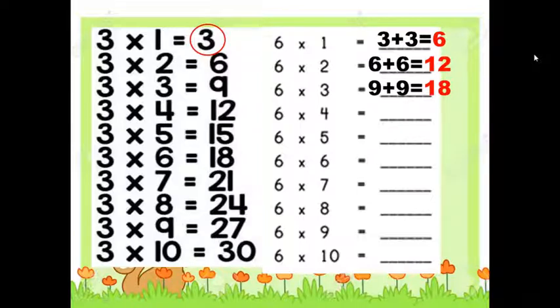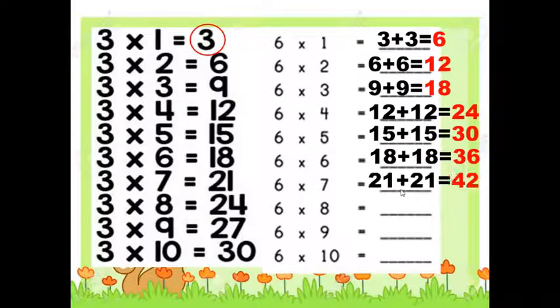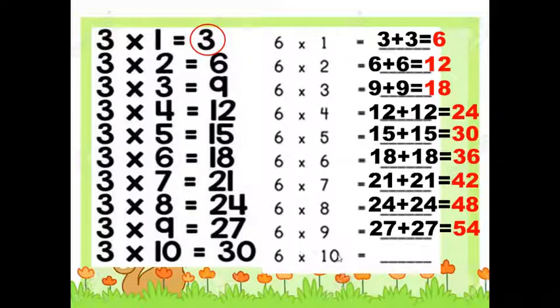Time is up. So let's check your answer. We will double. 6 times 4, 12. 12 plus 12 equals 24. 6 times 5, 15 plus 15, 30. 6 times 6, 18 plus 18, 36. 6 times 7, 21 plus 21, 42. 6 times 8, 24 plus 24, 48. 6 times 9, 27 plus 27, 54. 6 times 10, 30 plus 30 is equal to 60.